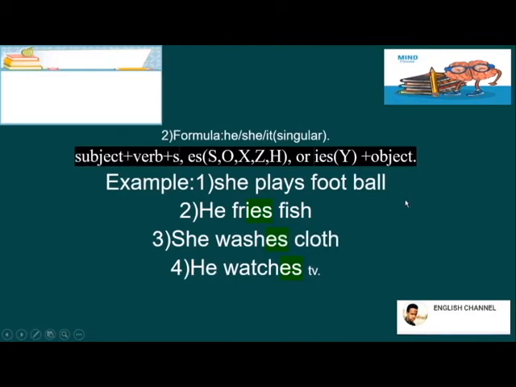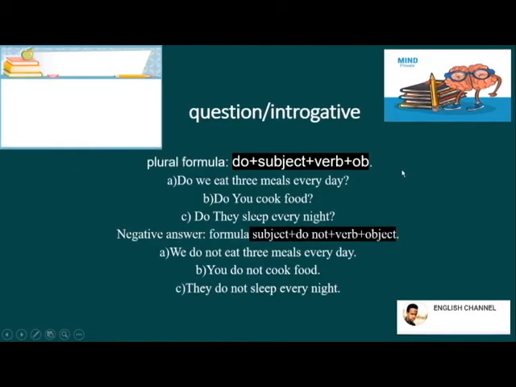So let's go. Let's make another example of how to make a question. We have seen positive speech, or affirmative. Now we need to ask someone a question using the simple present tense.